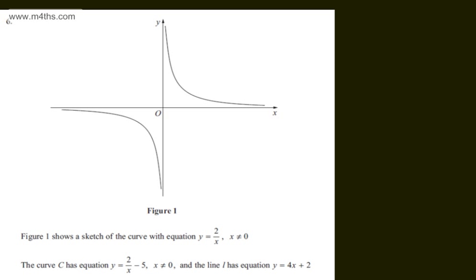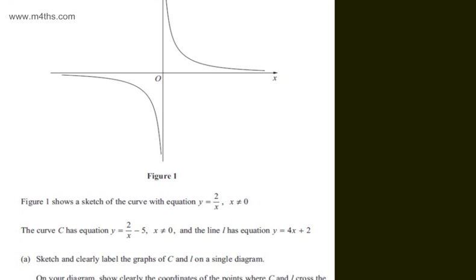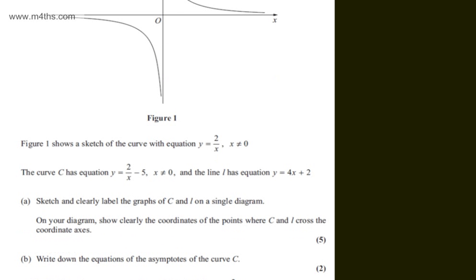This is question 6. We're told figure 1 shows a sketch of a curve with equation y equals 2 over x where x can't be equal to 0. The curve C has equation y is equal to 2 over x minus 5 where x can't be equal to 0, and the line L has equation y is equal to 4x plus 2.